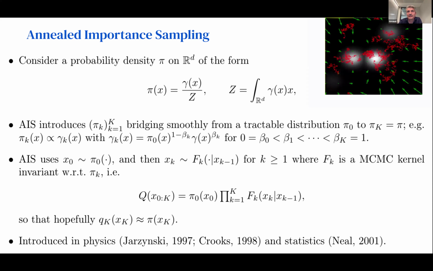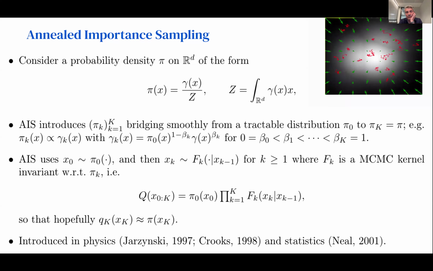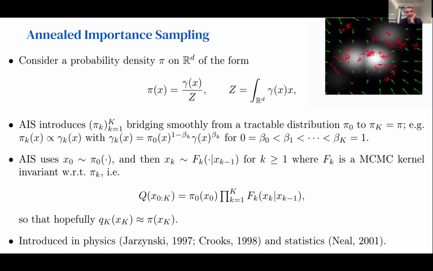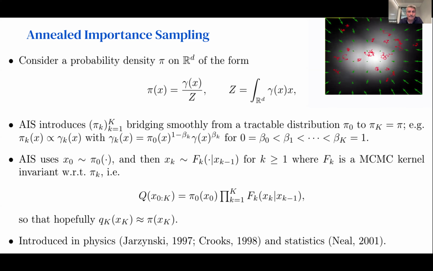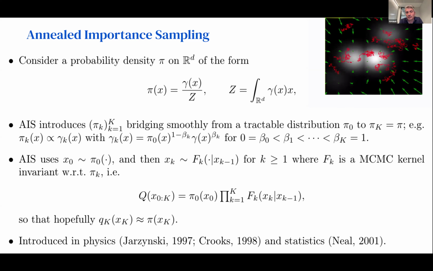But here is the problem. You're given a probability density pi on R^d, which is given in an unnormalized form. You have access to gamma, an unnormalized version of pi, which you can evaluate pointwise, but you don't have access to the normalizing constant Z, which is the integral of gamma over R^d. And what you want to do is to come up with a mechanism so as to sample approximately from pi, and so as to estimate this normalizing constant.